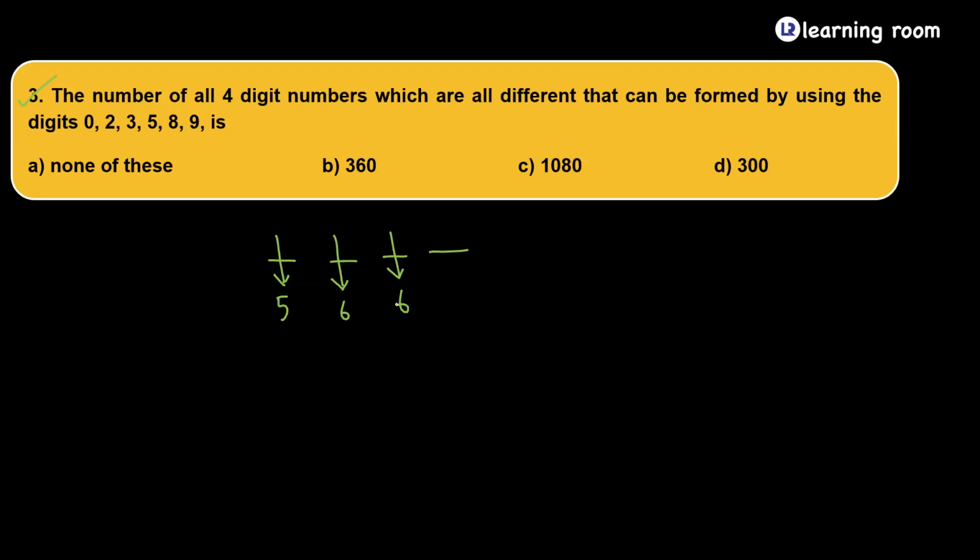They told the numbers are supposed to be different. They didn't say that the digits cannot be repeated. There is a difference in the question. So 5 into 6 into 6. 6 times 6 is 36, so 36 into 5 is 180. Actually, 6 into 6 is 36, and 36 into 6 is 216. 216 into 5 is going to be 1080. So this will be the answer. Am I clear? Shall I proceed?